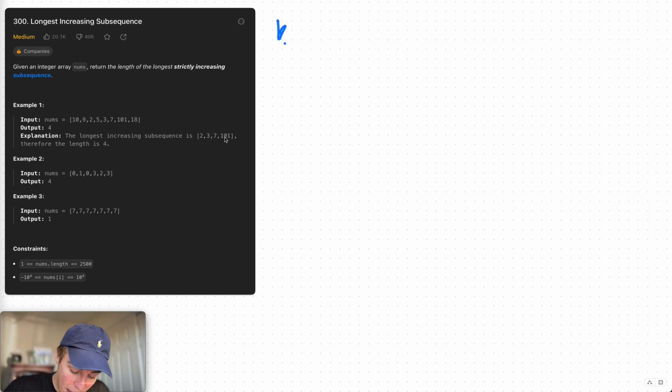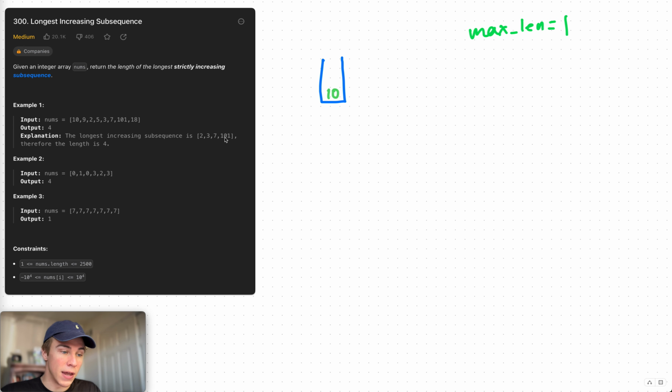And what I'm describing right now is sort of this stack, or this bucket that I'm carrying along with me. And in this bucket, I have the following. I have 10 initially, and I say that max len is equal to 1. Then I look at the next number here. I look at 9. I say that 9 is smaller than 10, so I would replace 10 with 9.